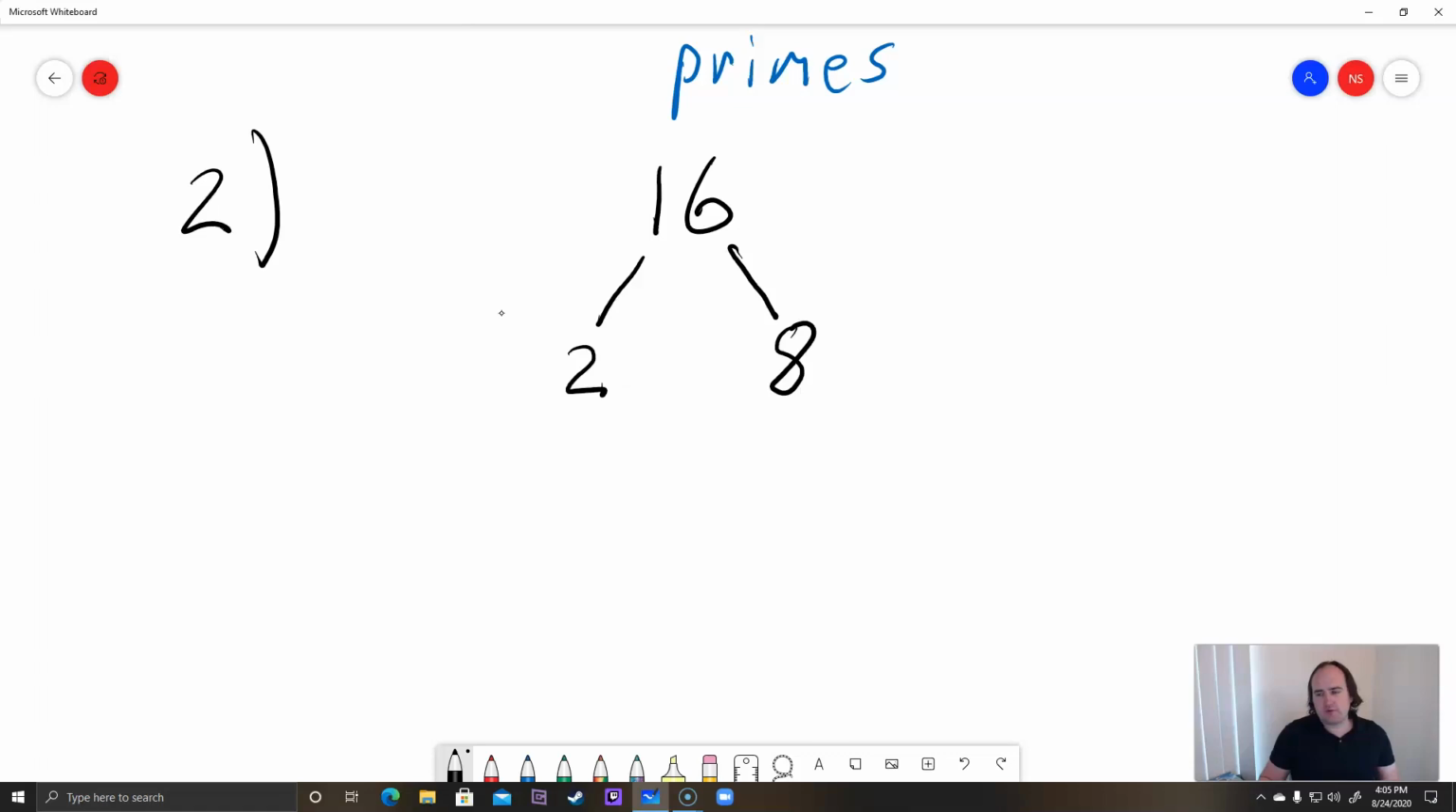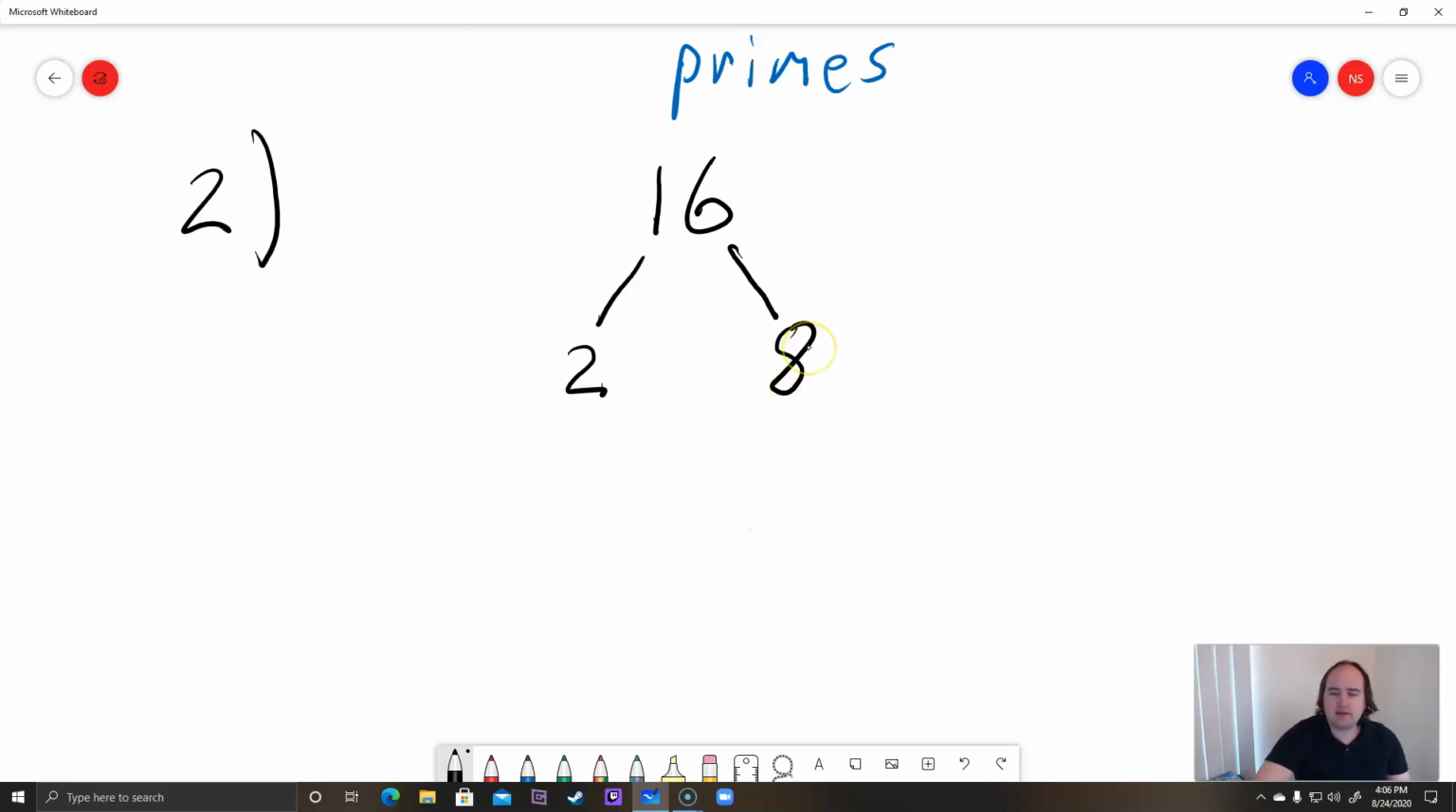But you can also do 4 and 4. Just make sure you keep factoring all the way to the bottom. So if we factor 16 as 2 times 8, we can't factor 2 anymore, right? We can't factor 2 anymore, but we can keep factoring 8. And we have to factor all the way to the bottom where we just have primes. Okay, so where we just have numbers that can't be factored anymore.